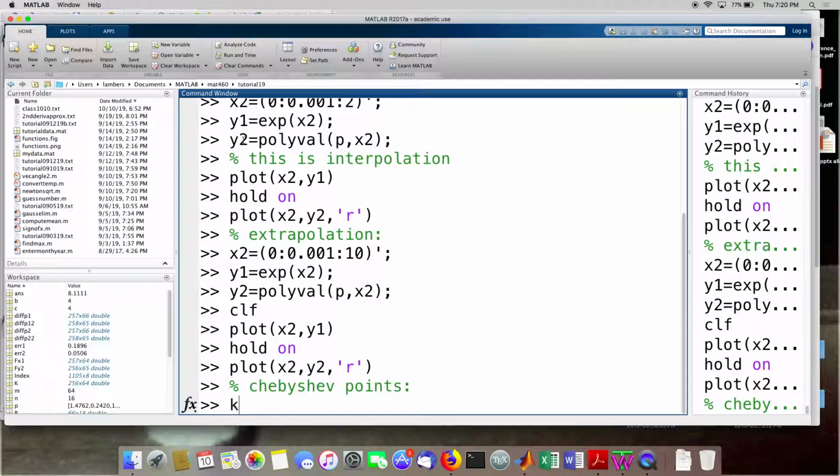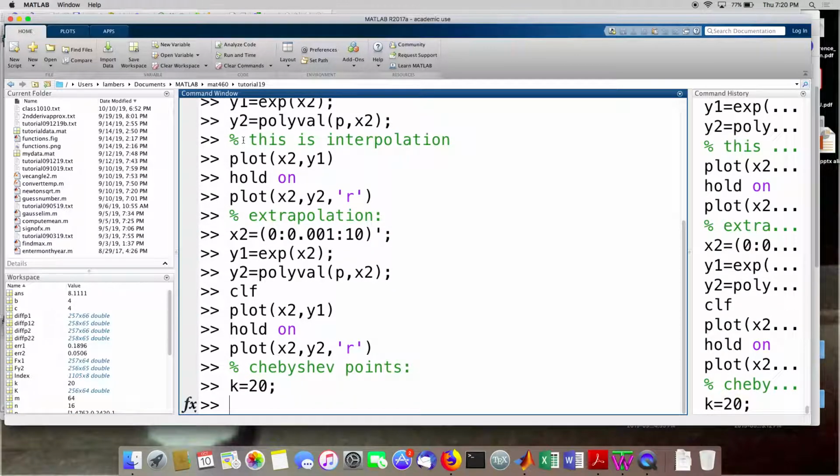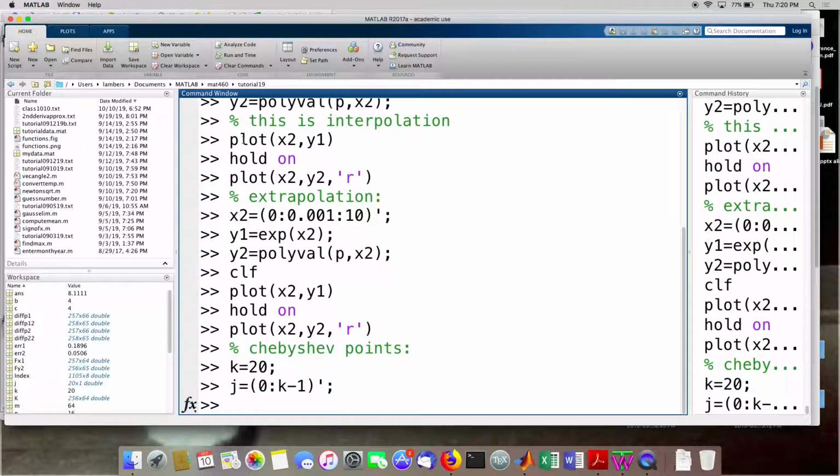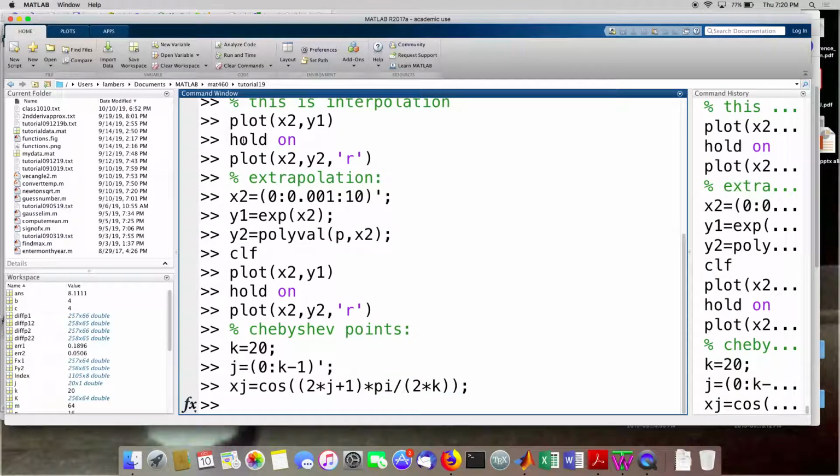Okay, so I'm going to set k equal to, let's say, 20. Let's make it more interesting. Then j is going to be 0 to 19, or 0 to k minus 1. So my Chebyshev points are going to be cosine of 2 times j plus 1 times pi over 2 times k. And then I'm going to save just the angles in a variable also, t_j. These are thetas, so they're angles.